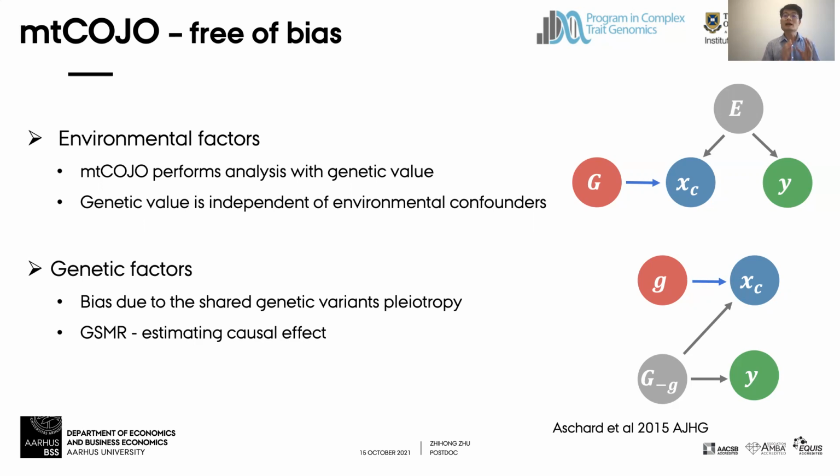MT-Kojo can address these issues. Firstly, MT-Kojo can unbiasedly estimate the effect of covariates on focal traits in the presence of non-genetic factors. Secondly, because of the causal effect, MT-Kojo is free of pleiotropic effects. In general, the MT-Kojo method is free of bias.